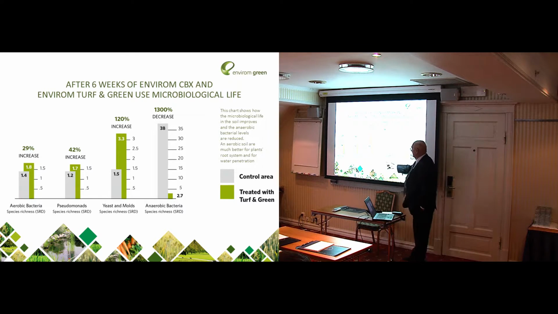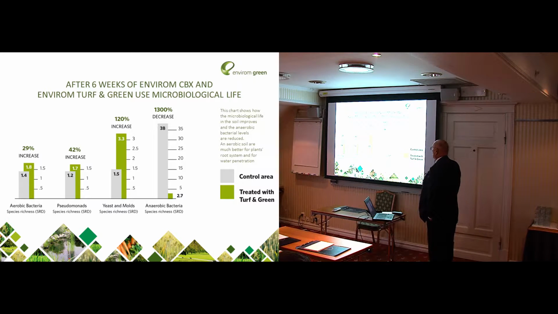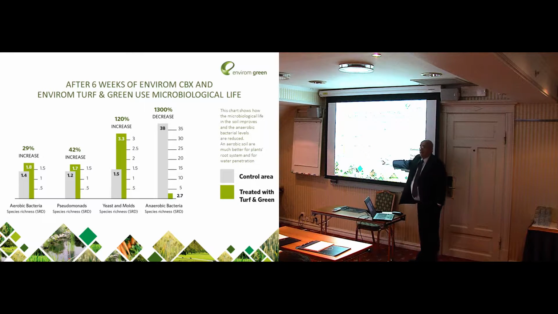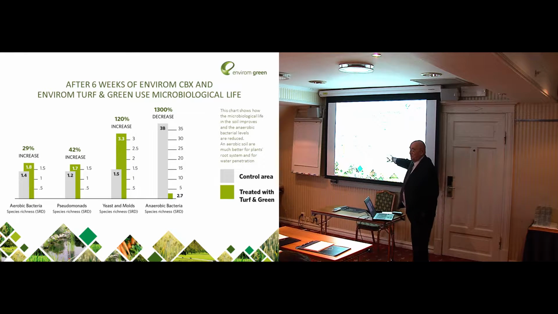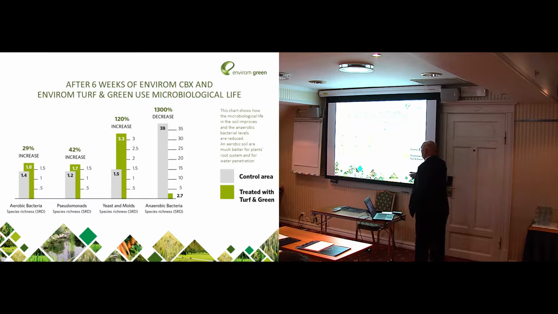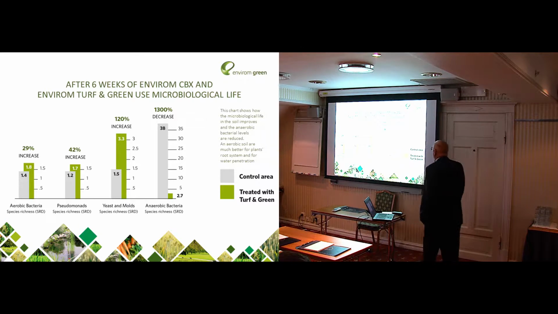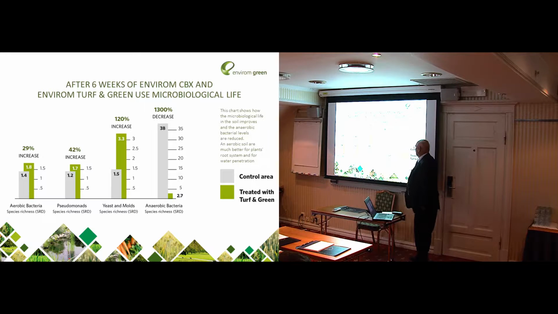First of all, we noticed over his, it went up 29% in their species richness diversity. It's still only 1.8. It's California soils. For him, it's really good. This is a golf course. Pseudomonas, 42% increase. Yields of molds, which break down the organic, went up 120%, but this was the significance.